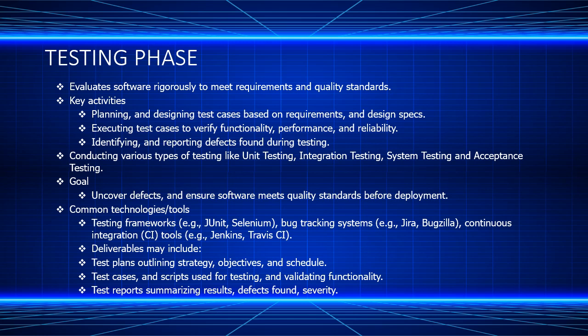Defect identification and reporting. Armed with keen eyes, we identify and report defects or issues found during testing, ensuring transparency and accountability in our pursuit of quality. Various types of testing are employed to fortify our software. Unit testing. Testing individual units or components in isolation, ensuring their correctness and integrity.